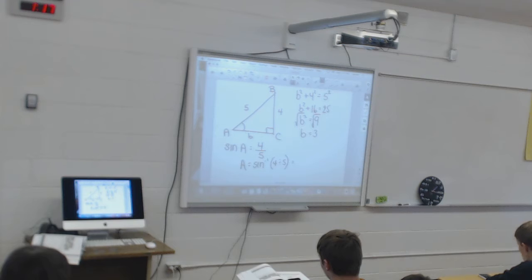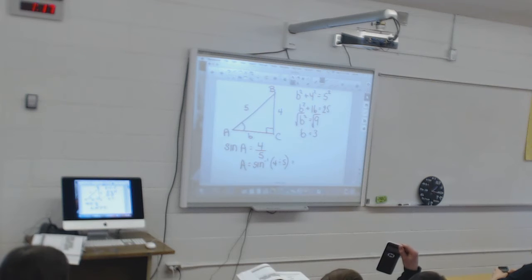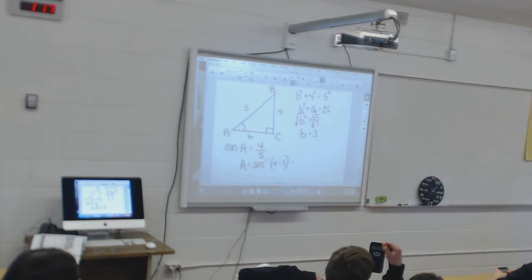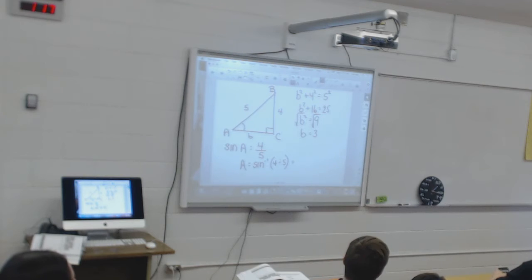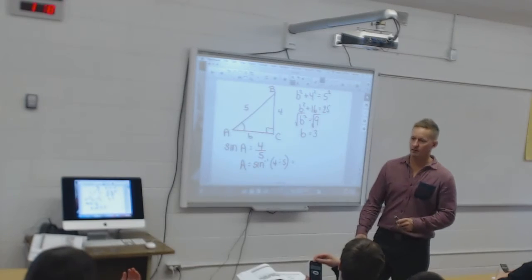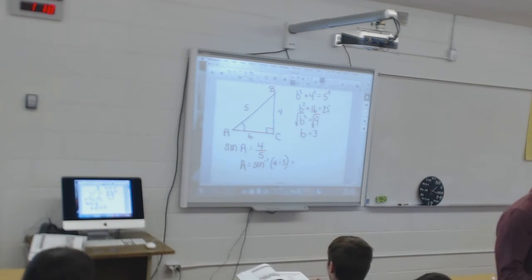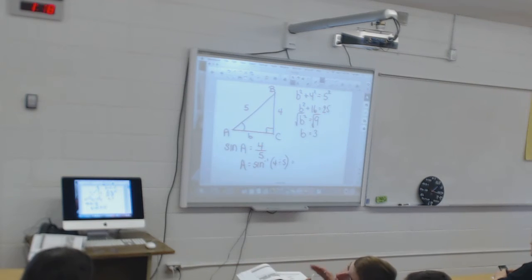I get 53. Yeah, mine is 53. Okay, how many of you got 0.927 on there? Okay, look at the top of your calculator. Your calculator is in radian measure instead of degrees. So you have to change it to degree mode. Is there anybody else that got 0.9 on their calculator when they did this? Yeah, reset your calculator, change it to degrees. All right, now I get 53.1.